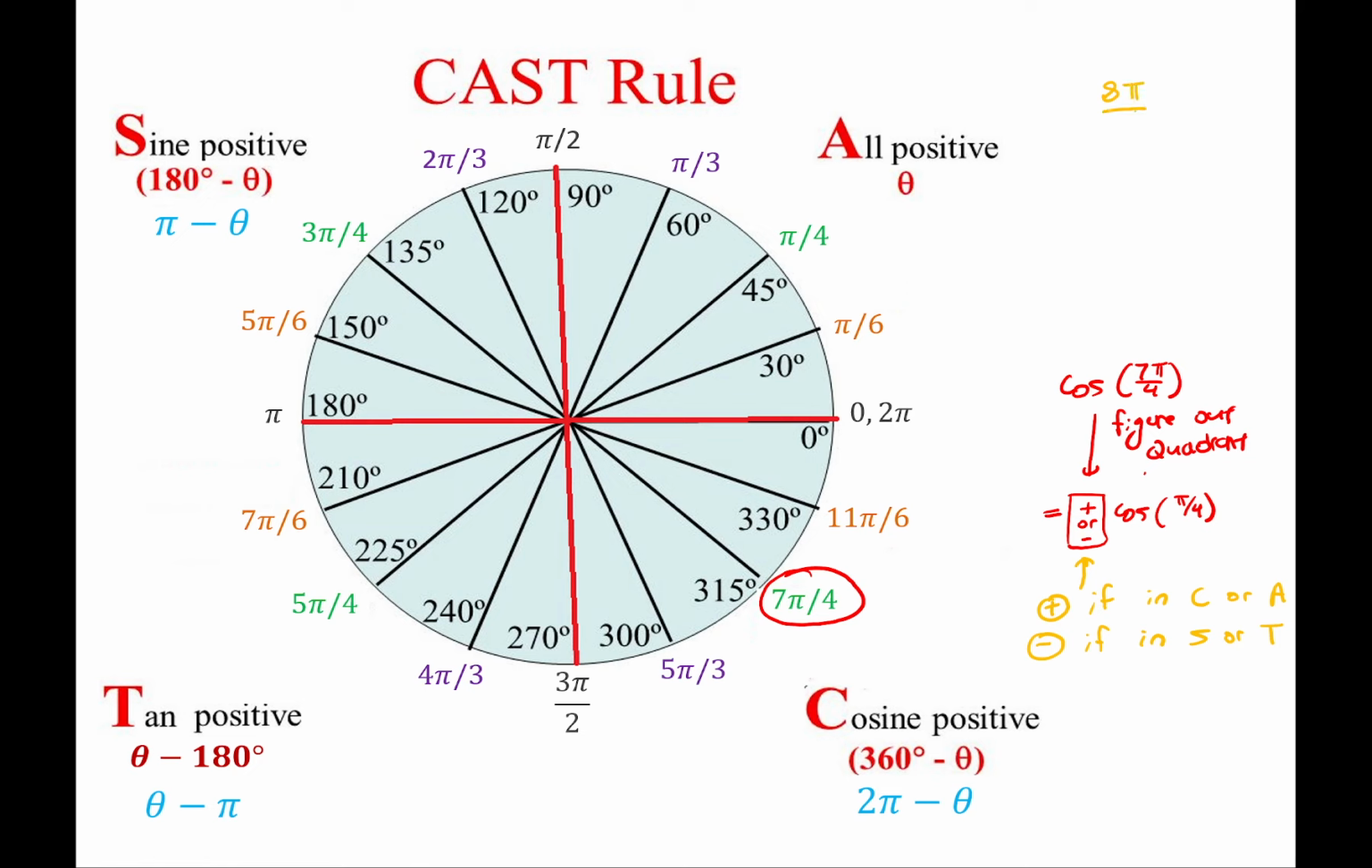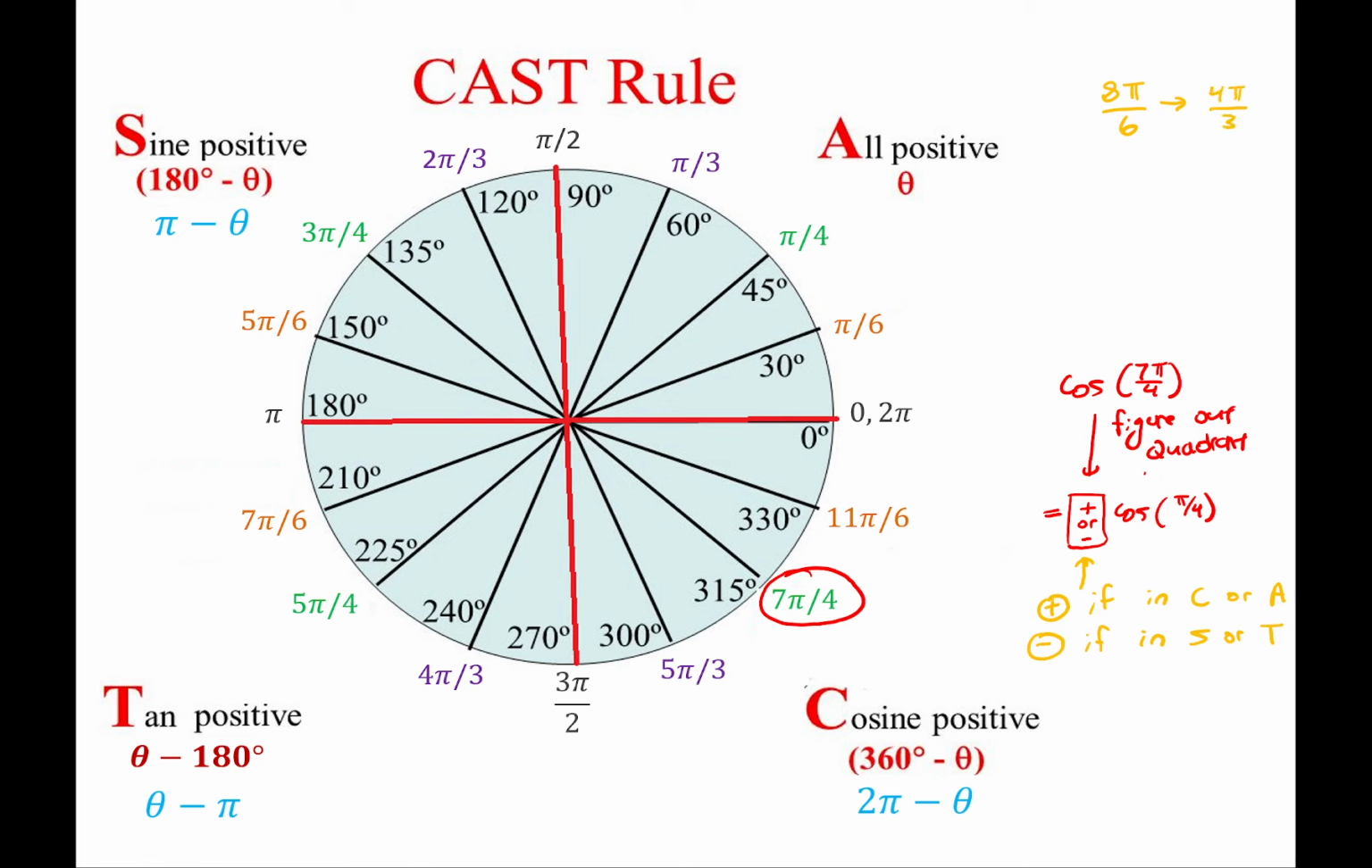8 pi over 6. Say you want the sine of that. Well, you can't say it's going to be plus or minus the sine of pi over 6 because this is not a reduced fraction. You need to reduce this fully. So factor 2 from the bottom, factor 2 from the top, and cancel the 2's. This is 4 pi over 3.